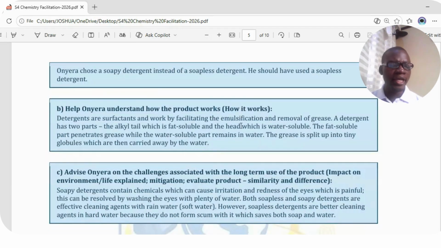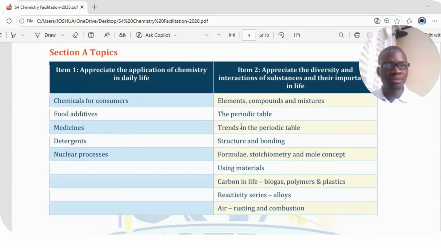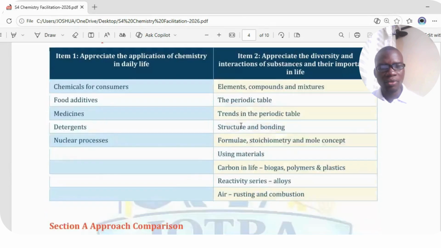Now let's go to item 2. Item 2 is also having its approach. I told you the topics which are set there. I outlined them here. Elements, compounds, and mixtures. We have the periodic table. We have trends in the periodic table. Structure and bonding, formulae, stoichiometry, and then mole concept. We have using materials. We have carbon in life, biogas, polymers and plastics, reactivity cells.